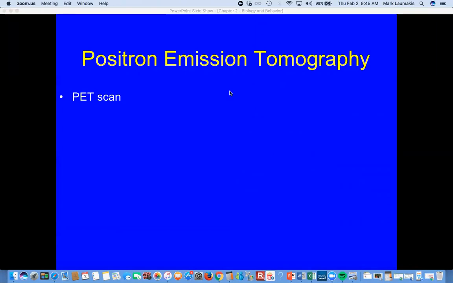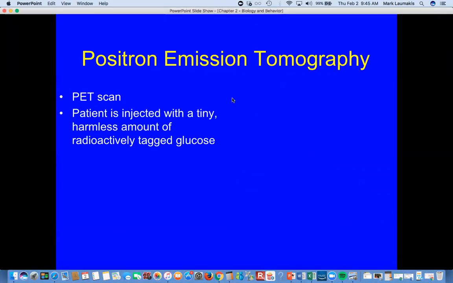What's involved here? Well, a PET scan involves injecting you in your arm, like you would to draw blood or whatever, with a tiny harmless amount of radioactively tagged glucose. Interesting. What's this all about? Well, it's radioactively tagged effectively so we can trace it. It's like putting a little GPS tracer on this harmless amount. Radioactive and harmless. Okay. The glucose is the fuel that your brain uses as you're doing different activities.